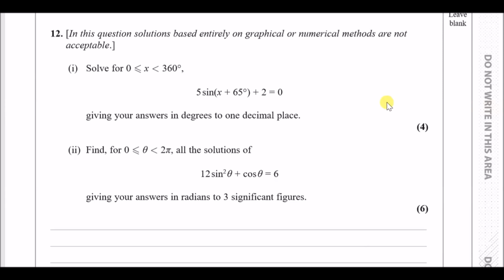So unfortunately, the only thing you can put in your calculator is literally subtracting a few things, but you can't actually solve this. So let's have a look now. Part 1: solve for the following range for x, this equation here, giving your answers in degrees to 1 dp.